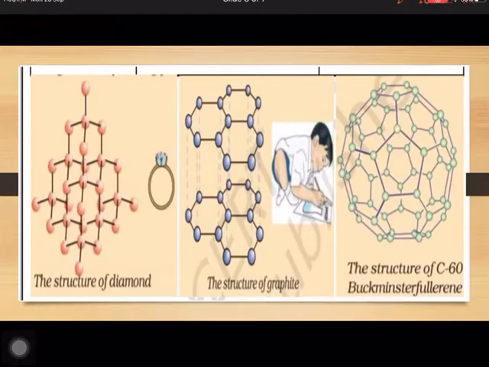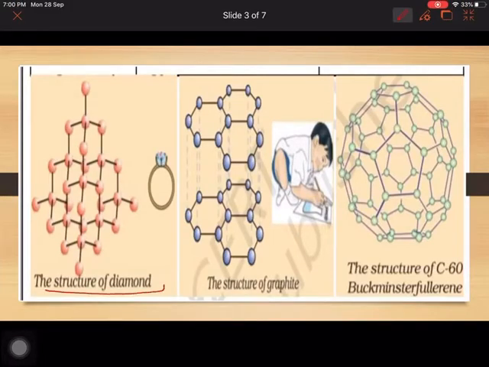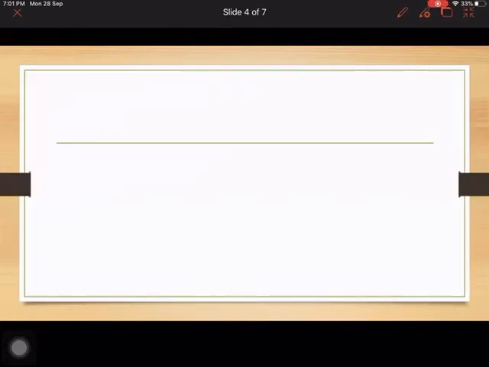Next are the structures of these three. The structure of diamond is shown, which is the hardest structure. The structure of graphite, you can see, is a hexagonal structure. Another allotrope which was found is C60 carbon grouping, that is known as Buckminsterfullerene.